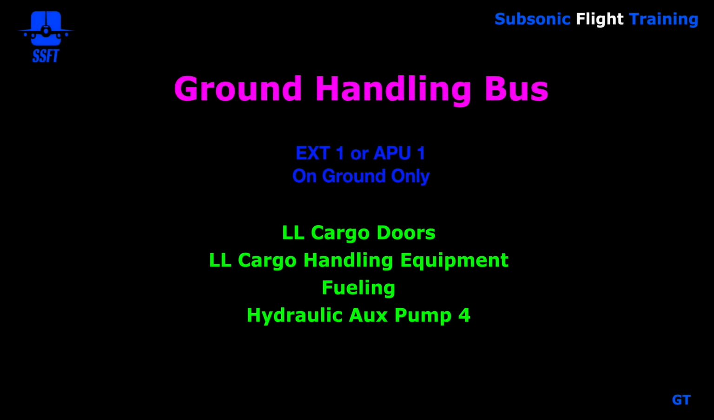The ground handling bus is a bus that's powered on the ground only. It can be powered through external 1 or APU 1. If both are available, its preference will be external 1. The ground handling bus powers things like the lower lobe cargo doors, the lower lobe cargo handling equipment and lights, the fueling panel, and the aux hydraulic pump number 4, all powered by the ground handling bus, cannot be powered in the air.